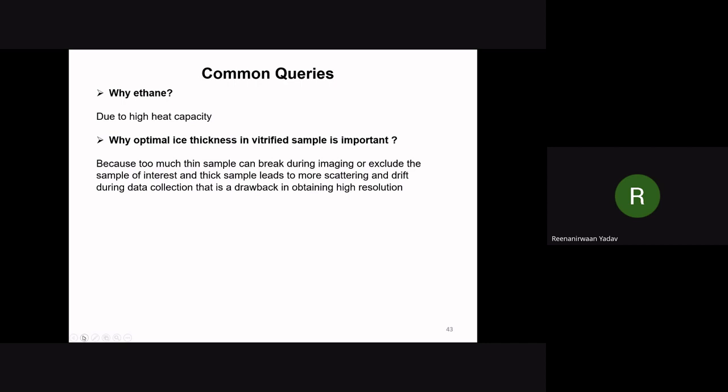Next, why is the optimal ice thickness in a vitrified sample important? The problem we face on a day-to-day basis is that it is very difficult to find the proper ice thickness. If the ice is very thin, it can break down during imaging or exclude our sample of interest. And if the ice is too thick, then we are unable to see our particle of interest, because it scatters more electrons than it transmits, and can also drift our sample more.